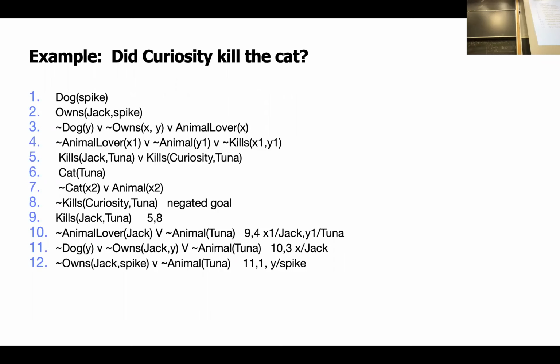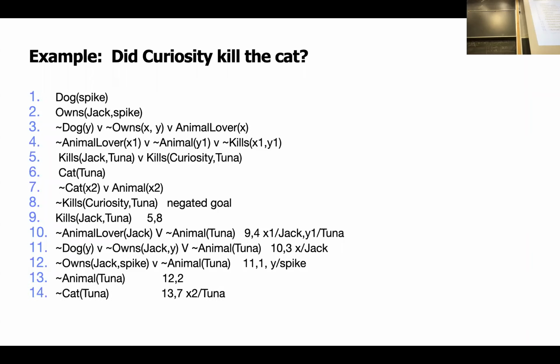Then we apply 11 with 1. We unify on dog of spike with dog of y. We make y equals spike. And we remain with not owns jack, spike, or not animal of tuna. We take 12 and unify with 2 on owns of jack, spike. This gets cancelled. We're left with not animal of tuna.